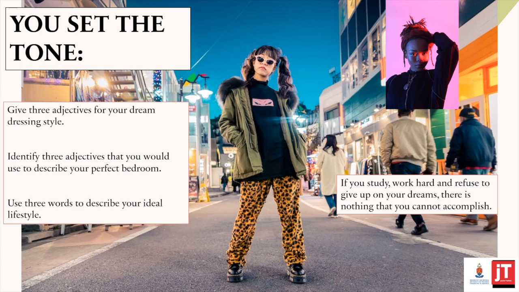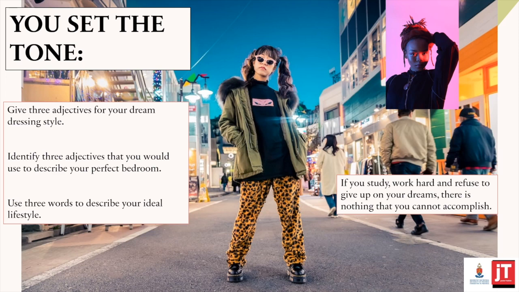Okay, so first things first, just something that the kids these days like to call manifesting or envisioning your future and then making a plan to work towards it. It's called You Set the Tone. Give 3 adjectives for your dream dressing style. My dream dressing style: colorful, elegant and feminine. That's just my personal dressing style that I try to achieve.